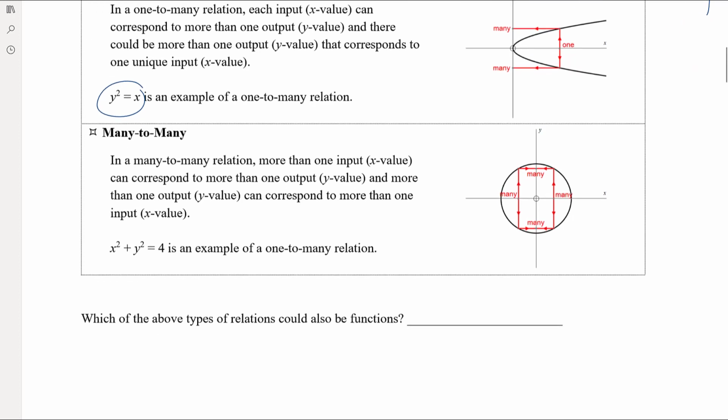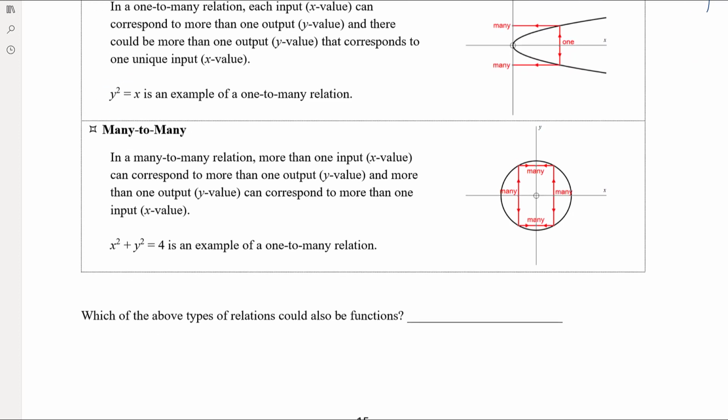And the fourth category of relation is a many-to-many relation, and the circle is the most obvious example of that. And that is where more than one x value can produce more than one y value. So this x value over here produces two y values here. This x value over here also produces those same two y values.